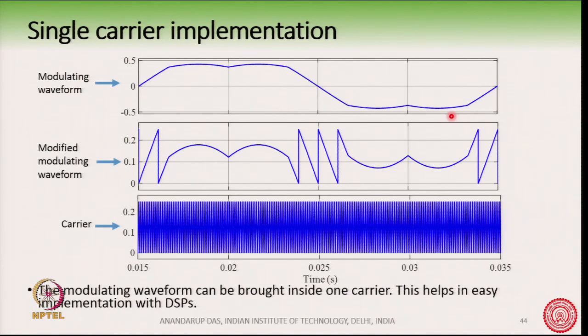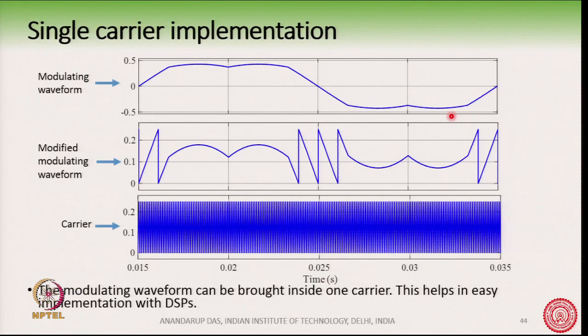Why this single carrier is useful is, particularly it is useful when we are working with DSPs, because in DSPs these carriers are generated using counters. Okay. An up-down counter will create a triangular waveform, and only an up counter or only a down counter will create a sawtooth waveform. So, the counter goes on incrementing on every clock cycle of the DSP. The DSP has a limited number of counters.